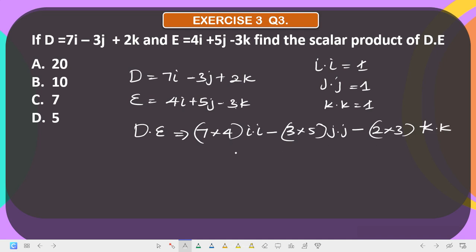Now we know that each of these will give us 1. So 7 times 4 is 28. 28 times 1 is 28 because i dot i is 1. Minus 3 times 5 is 15. Of course, this will give us 1. Then minus 2 times 3 is 6. So at the end of the day, you have 28 minus 15 minus 6, which is minus 21. And then your final answer is equal to 7. So the final answer to this question is 7, which is option C.